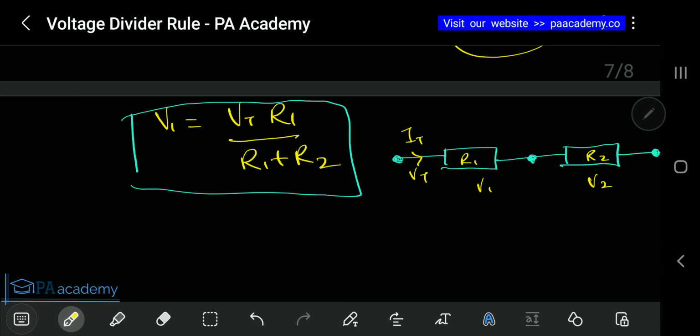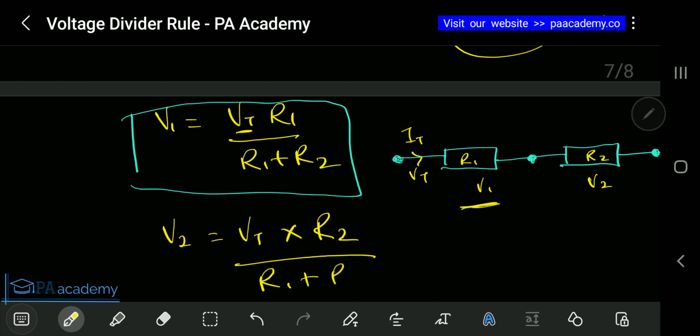So putting the circuit diagram side by side, let's analyze this. That means the V1, the voltage here, is the total voltage, which is Vt, multiplied by the value of the resistance of the resistor at that point, which is our R1, over the addition of the two resistors. Exactly. So that means we can also say that our V2 will be equal to Vt multiplied by R2 over R1 plus R2.